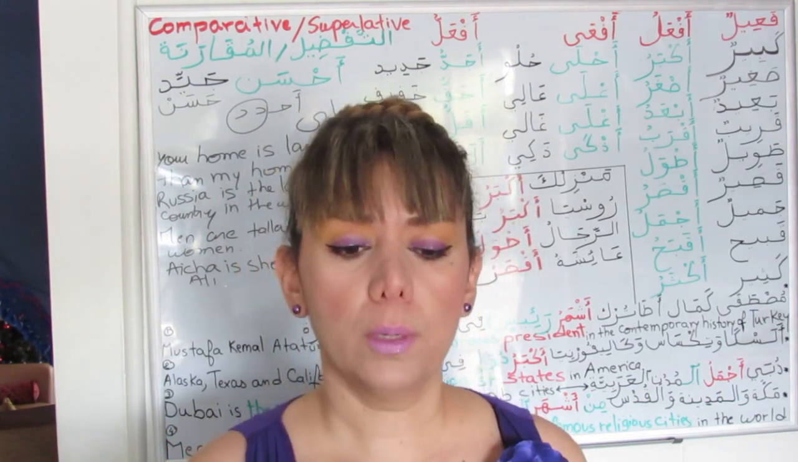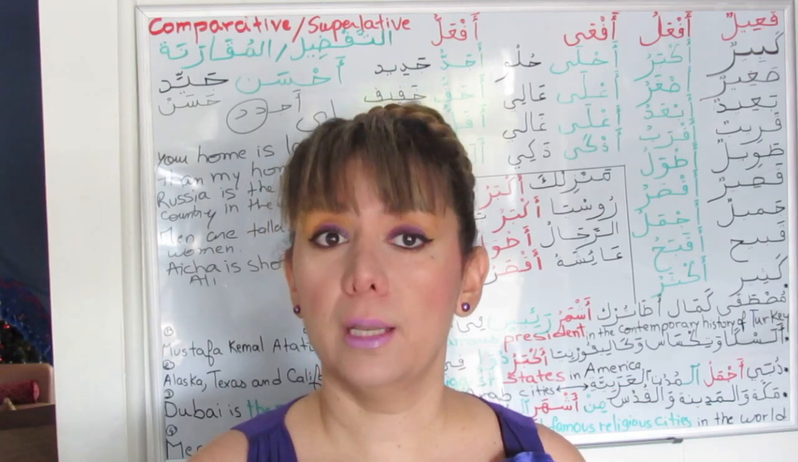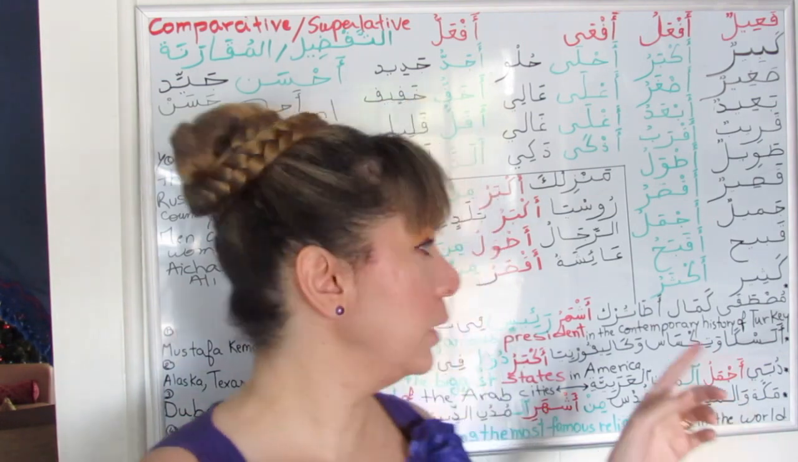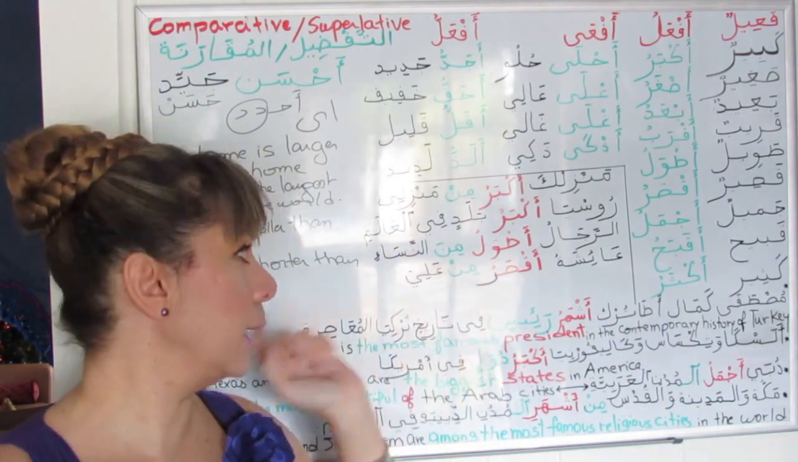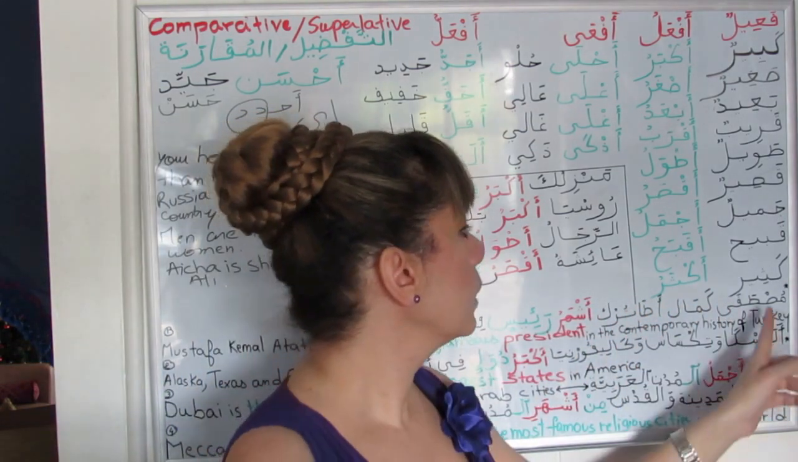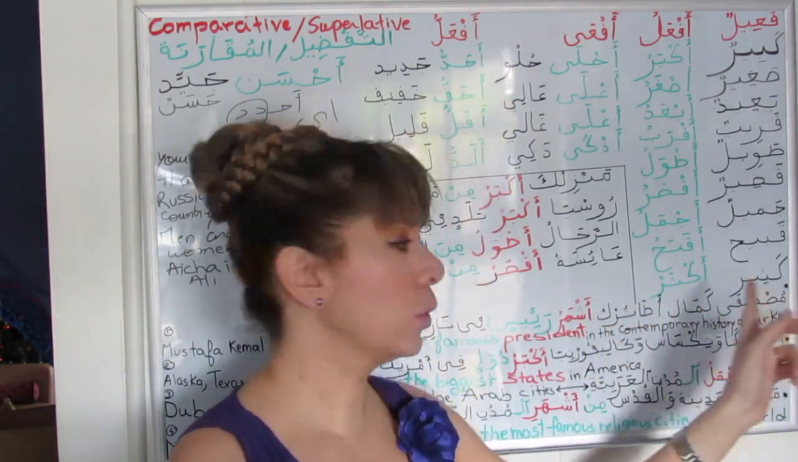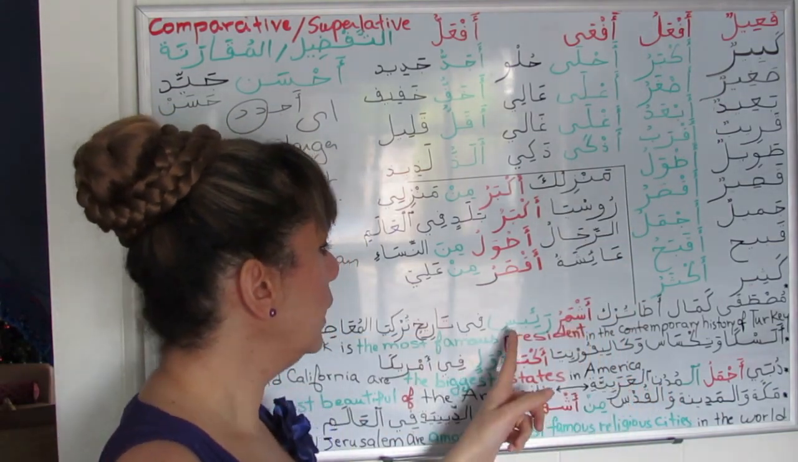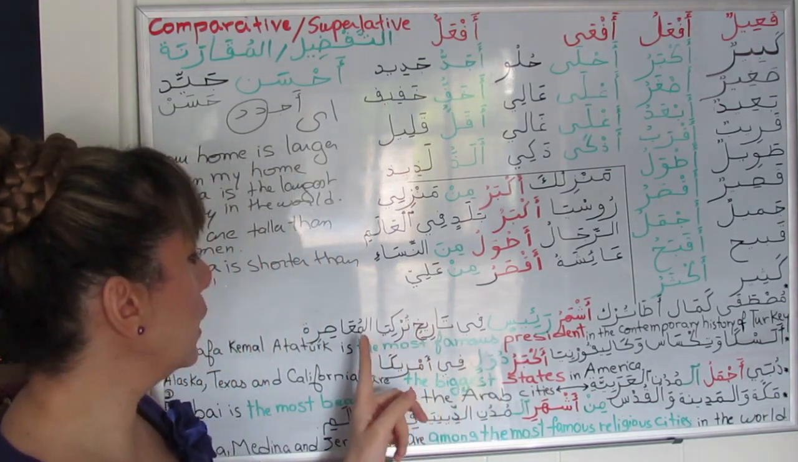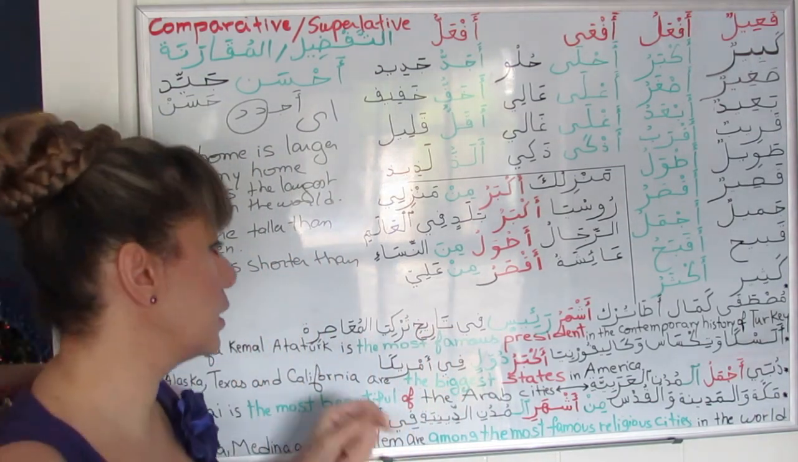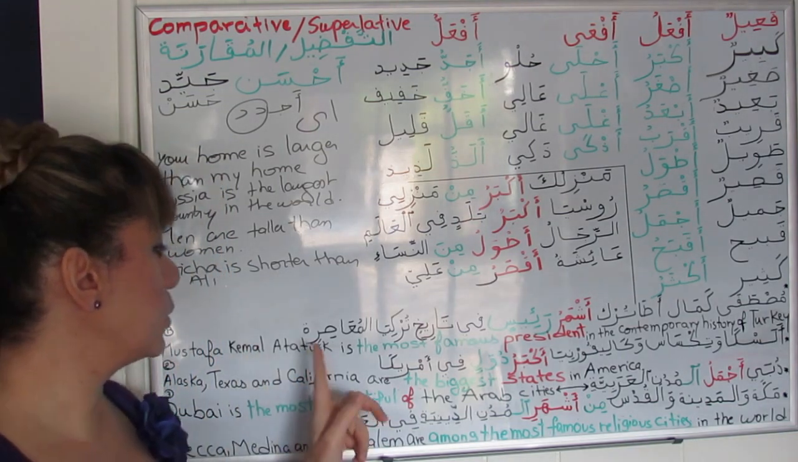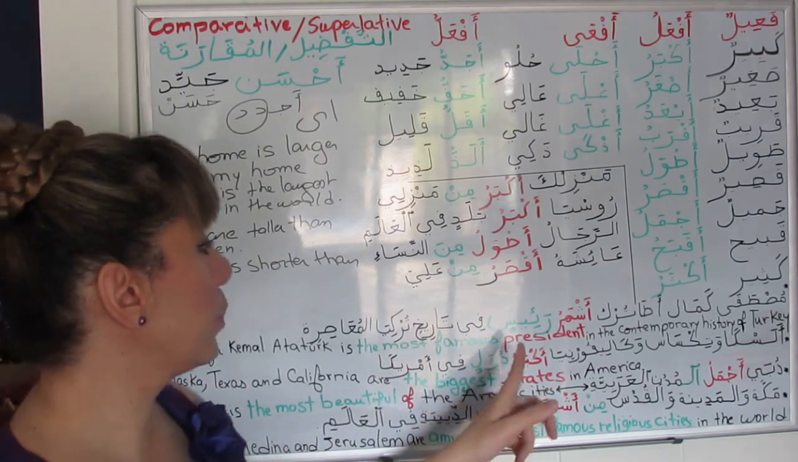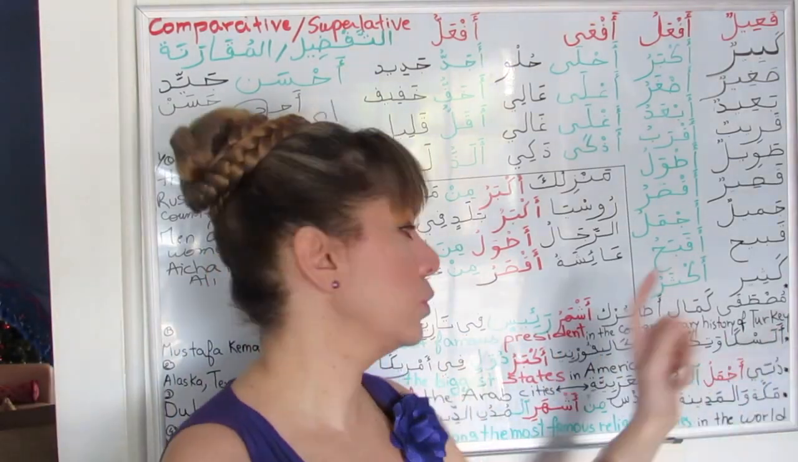So to form a superlative structure, you can use the relative adjective أفعل, followed by an indefinite noun in genitive form, as I explained here, and we have more examples. Mustafa Kemal Atatürk, this is a long name. أشهر رئيس في تاريخ تركيا المعاصرة. Let's translate this. Mustafa Kemal Atatürk, the subject, is the most famous president in the contemporary history of Turkey.